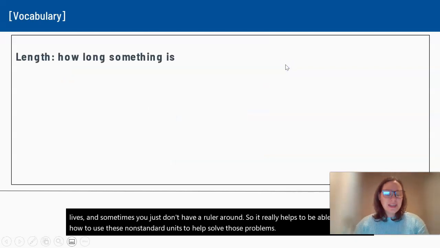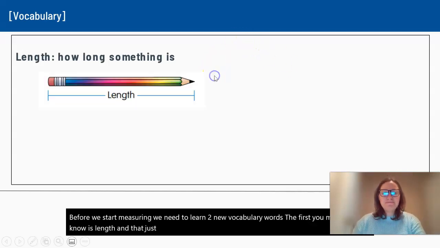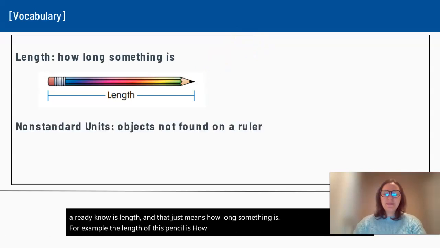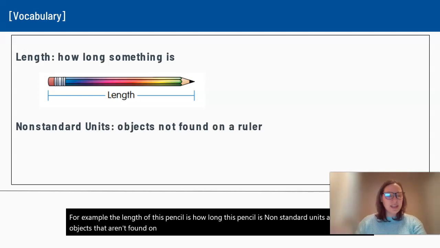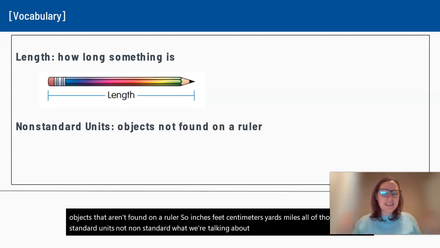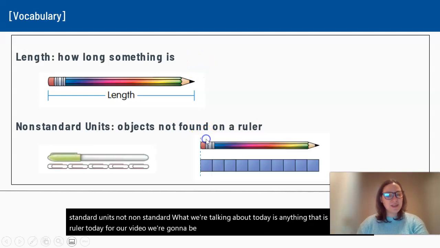Before we start measuring, we need to learn 2 new vocabulary words. The first, you might already know, is length, and that just means how long something is. For example, the length of this pencil is how long this pencil is. Non-standard units are just objects that aren't found on a ruler. So inches, feet, centimeters, yards, miles, all of those are standard units, not non-standard. What we're talking about today is anything that is not on a ruler. Today, for our video, we're going to be using paper clips to measure, and also those foam tiles that you gathered.